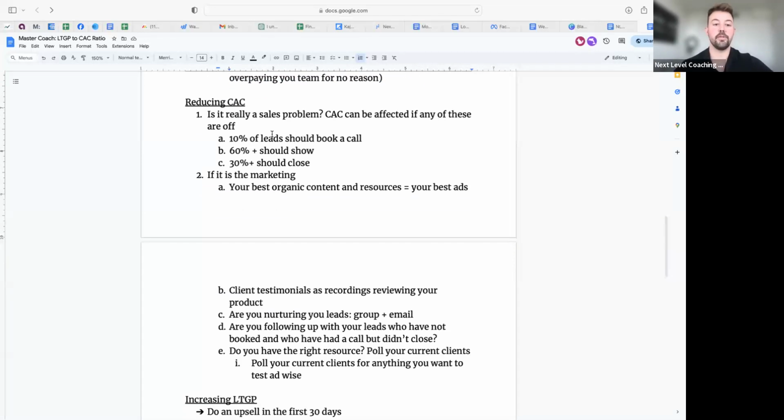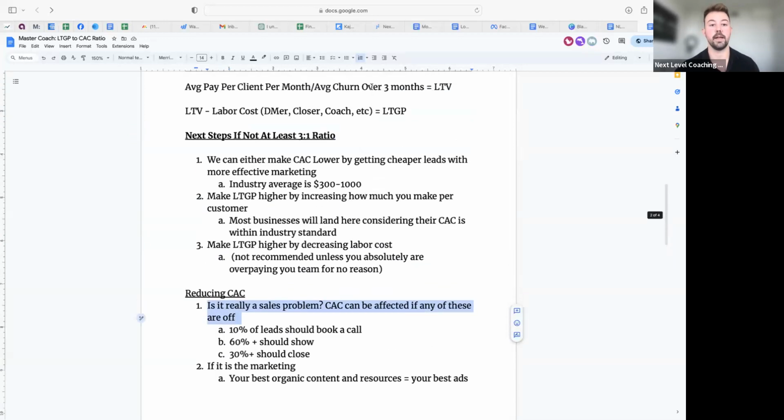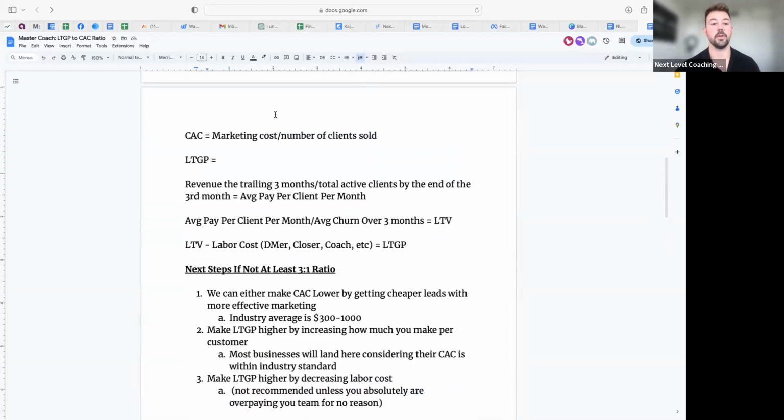All right, so the first thing you got to look at when it comes to cost of acquisition is, is it really a sales problem? Because your cost of acquisition is directly tied to how many clients you sell, right? Because when we look at this equation, there's only two things that affect this number. It's either how much we're spending on our marketing and we're not getting the result necessary, or it's the second number here, which is we're not selling enough clients.